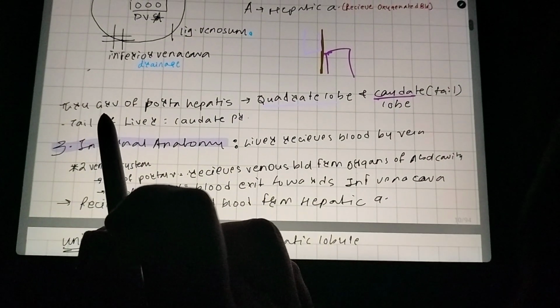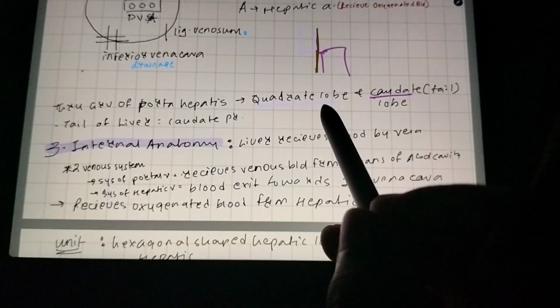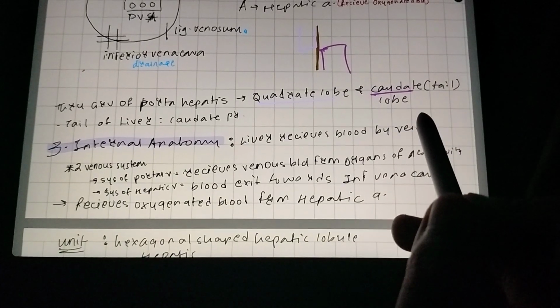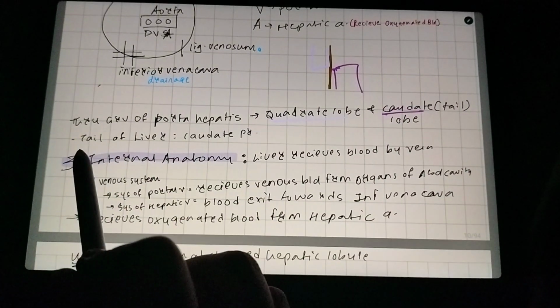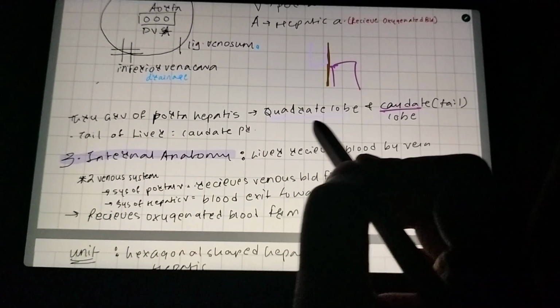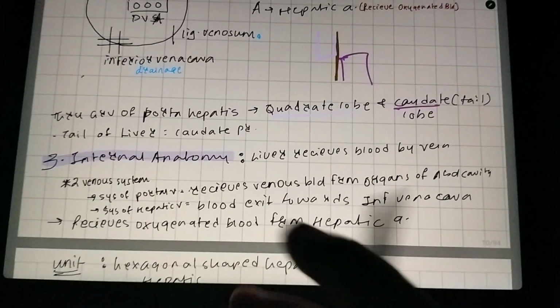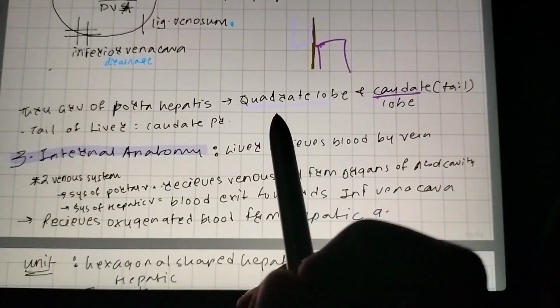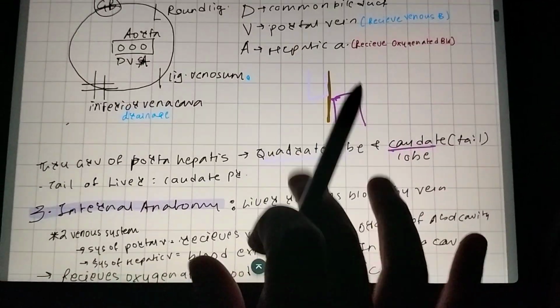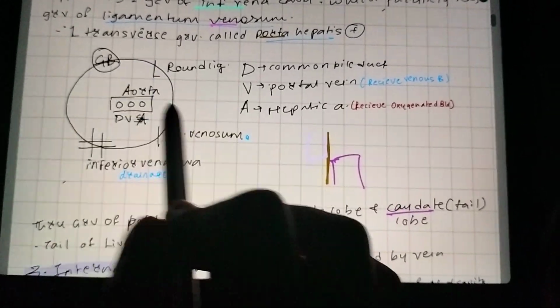Now, through the groove of the porta hepatis, we have the quadrate lobe and the caudate lobe. The tail of the liver is known as the caudate process. So basically, the liver has two lobes, the quadrate lobe and the caudate lobe. It's like one is here and one is here.